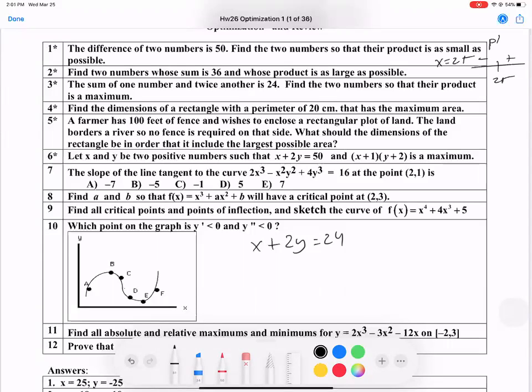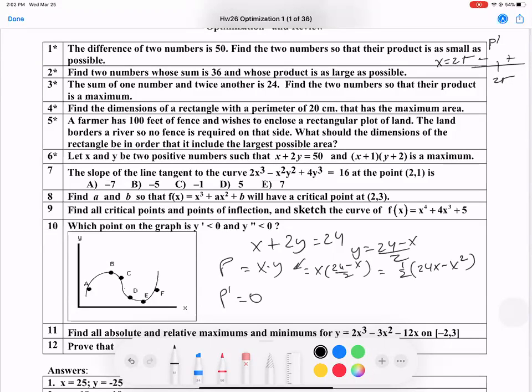Let me finish this real quick. The product, x times y, equals some product. We want to maximize that product. So changing that over, y is equal to 24 minus x over 2. So x times (24 minus x) over 2. You can multiply that out. This is 1/2 of 24x minus x squared. And then we can take the derivative of that.